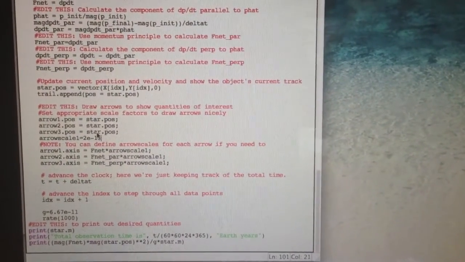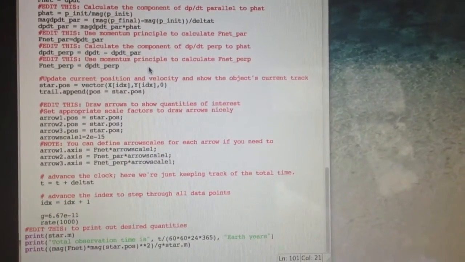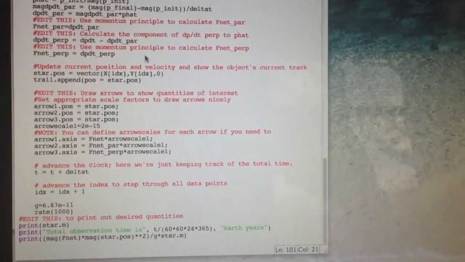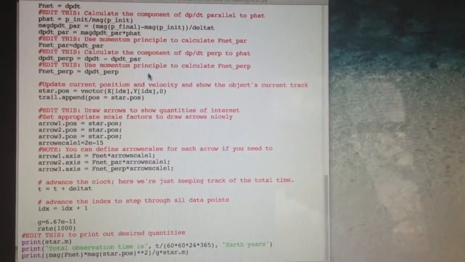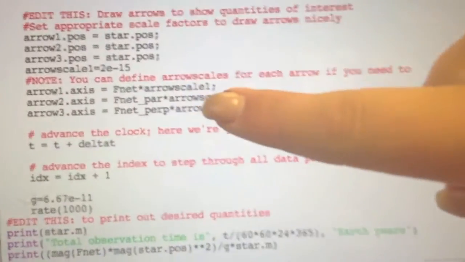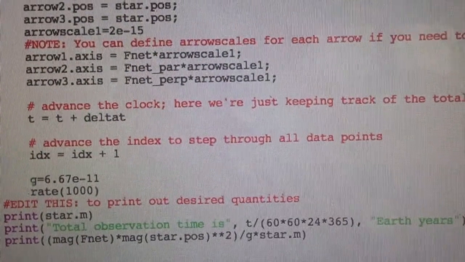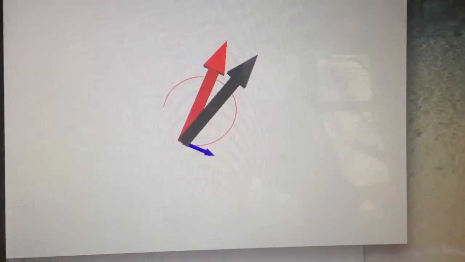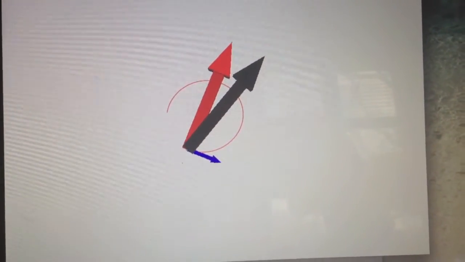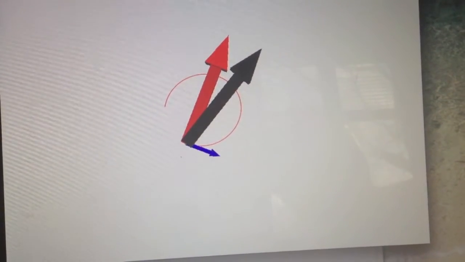So once we've proven that, I went over to another computer, and over here we're just going to kind of explain what all this means. Here we're taking the code that we created last week in lab, which is going to output our three arrows. Here we uncommented these, and down here it does print the mass of our star and how many Earth years it would take. But when we run this, we're just looking and observing the three different arrows that it outputs. Our first one, which is our black arrow, is the FNet arrow, and it's always going to be pointing towards the center because of the centripetal force.